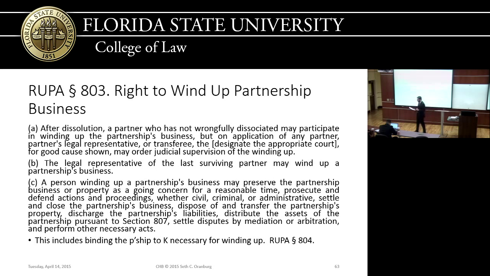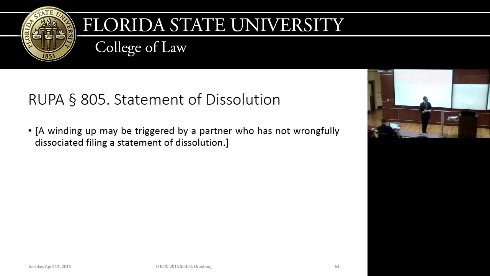So after the dissolution happens, a partner who is not wrongfully disassociated, wrongful disassociation, again, a concept we talked about, is a way that a person might lose certain rights, but a person who is not wrongfully disassociated may participate in winding up the partnership's business, and by the way, they may be compensated separately for doing so, or partners may order judicial supervision of the winding up. Sometimes the disassociation happens, the dissolution happens, because there was a lack of trust. Something had gone wrong. It may not be at that point efficacious for the partnership to wind up its own affairs. Courts sometimes step in. So procedurally, there will be a statement of dissolution that will be filed.